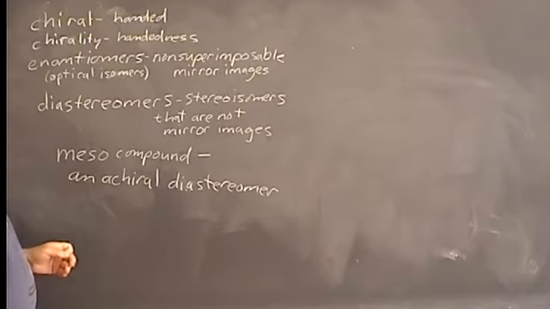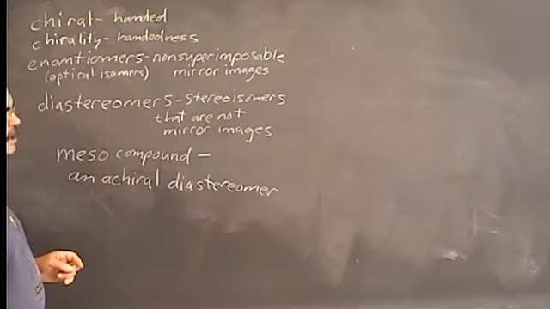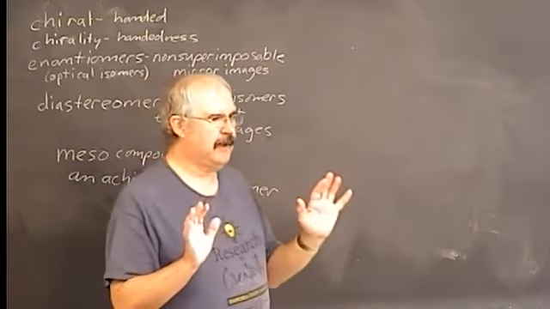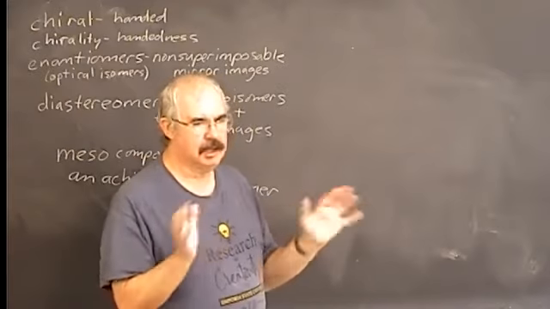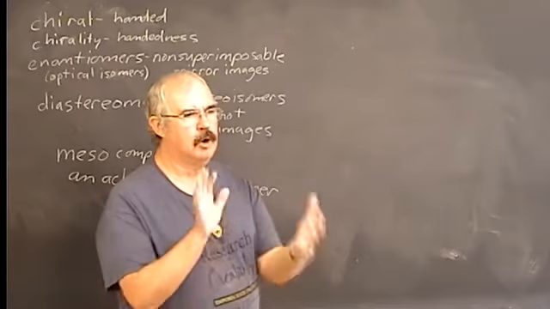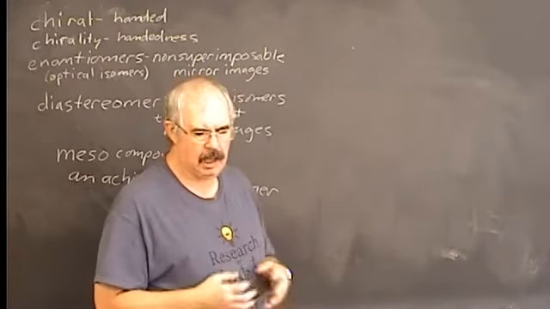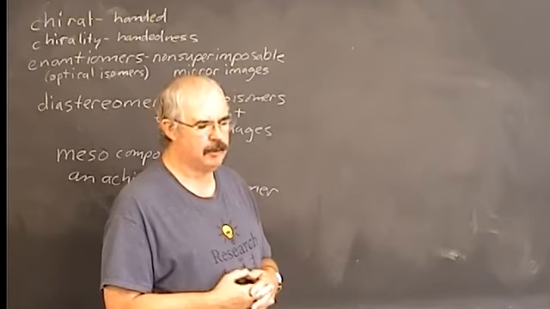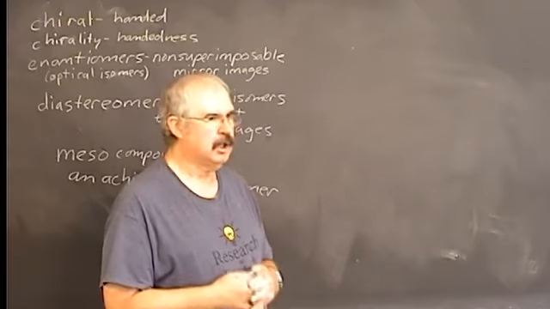Okay, now we start out with a term called chiral, and chiral means handed, and chirality means handedness. Your right hand and your left hand are distinct and distinguishable from one another. They are mirror images of each other. There are many macroscopic objects that have this property, for example, gloves and shoes.